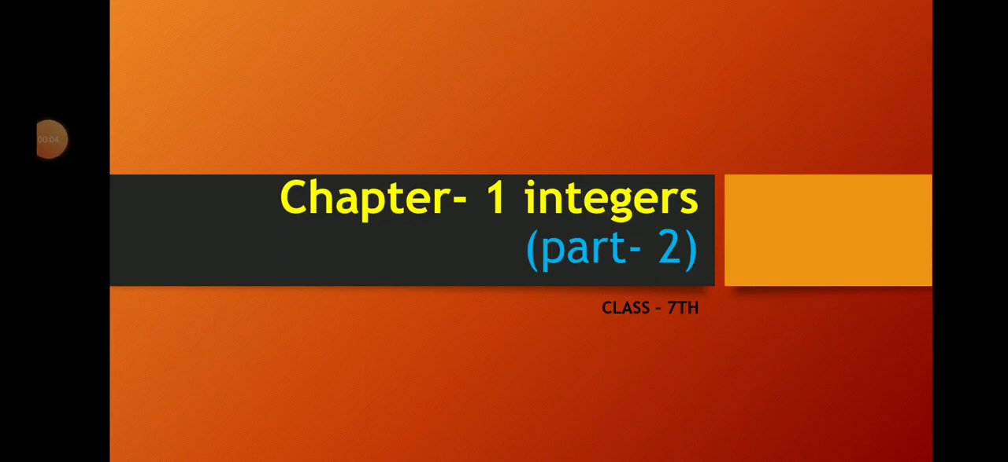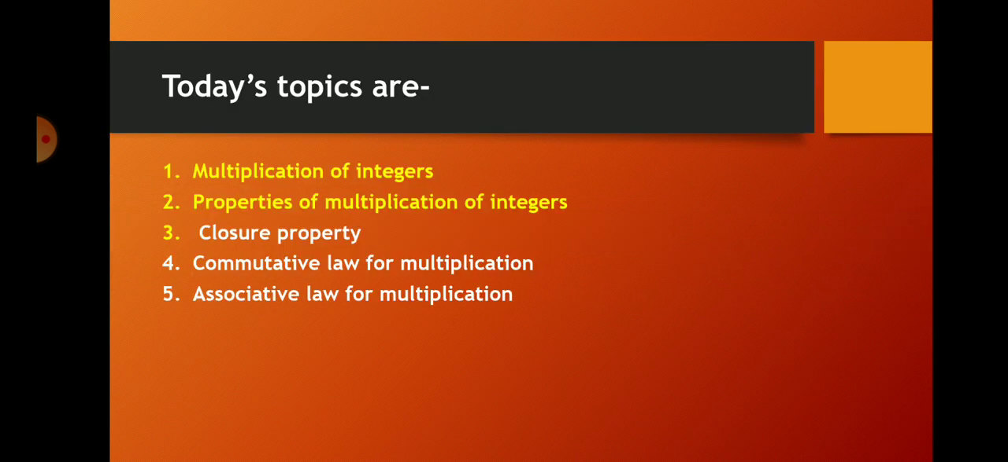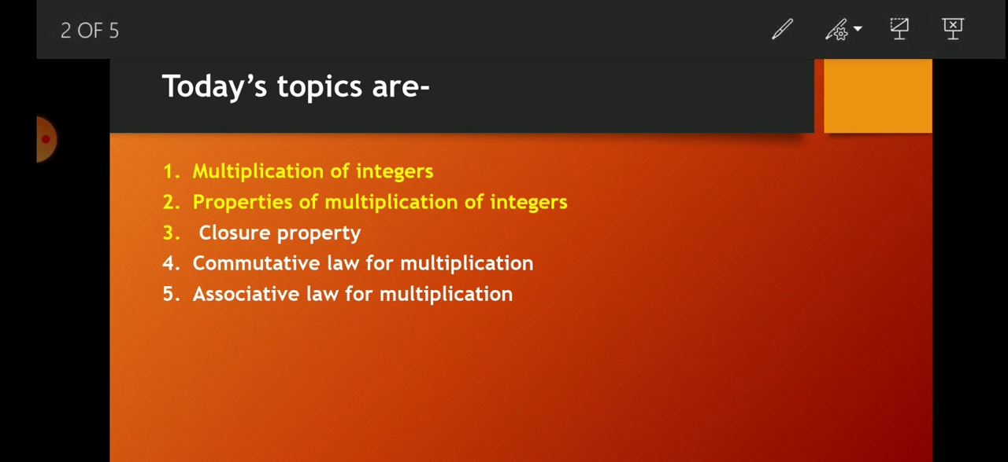It's chapter 1, Integers, part 2. In my last video, I discussed addition and subtraction of integers. Now, our today's topics are multiplication of integers and properties of multiplication of integers, in which we will discuss closure property, commutative law for multiplication, and associative law for multiplication.